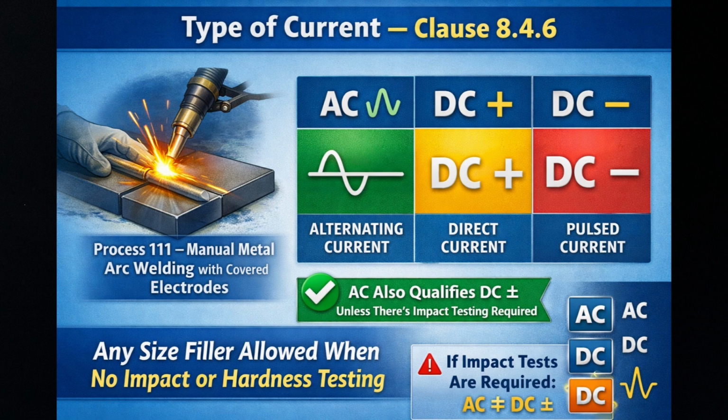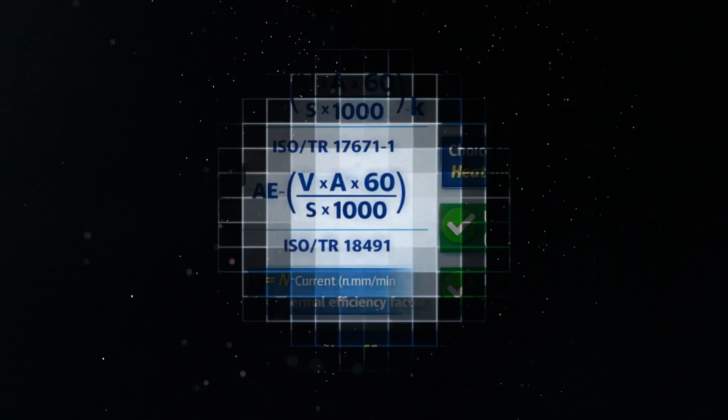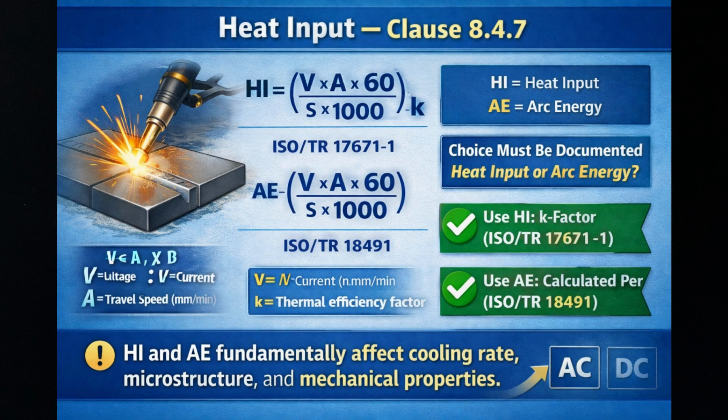This is because the AC to DC transition for covered electrodes has minimal effect on weld quality for most applications, but can have an effect on toughness when very low temperature impact performance is critical. Heat input, Clause 8.4.7. Heat input, or arc energy, is one of the most important essential variables in procedure qualification. It fundamentally affects the cooling rate of the weld, which in turn determines the microstructure and mechanical properties.